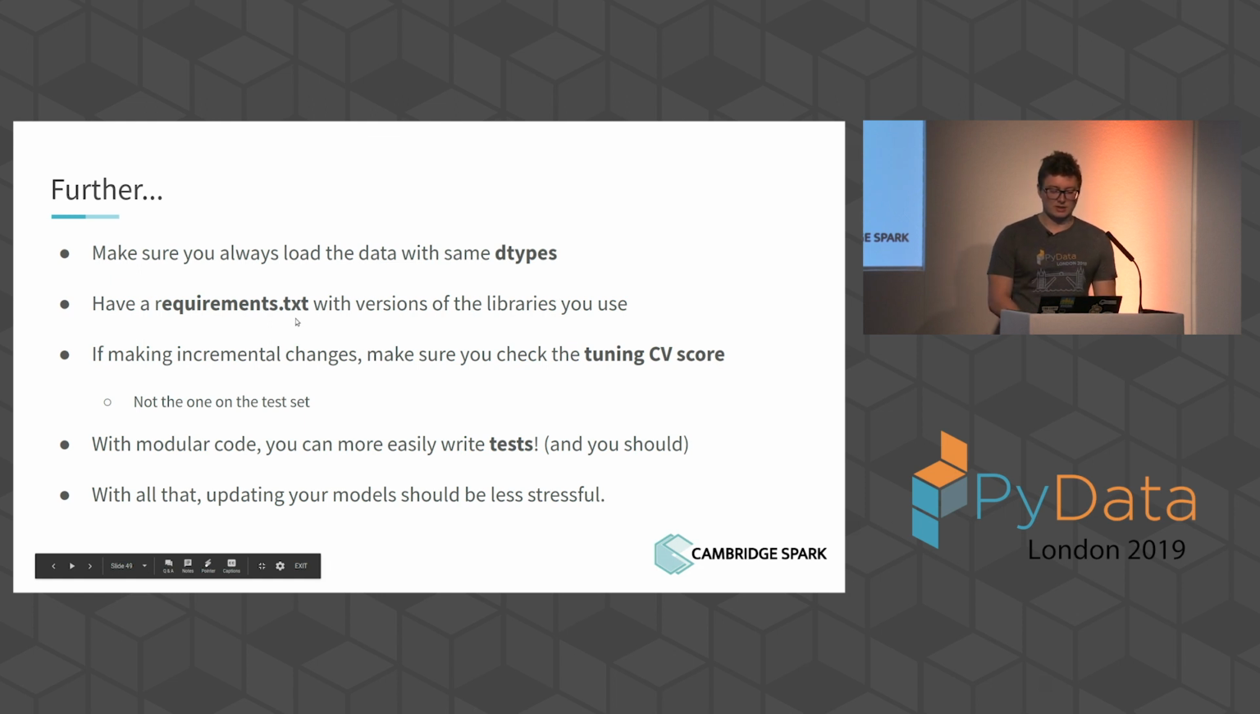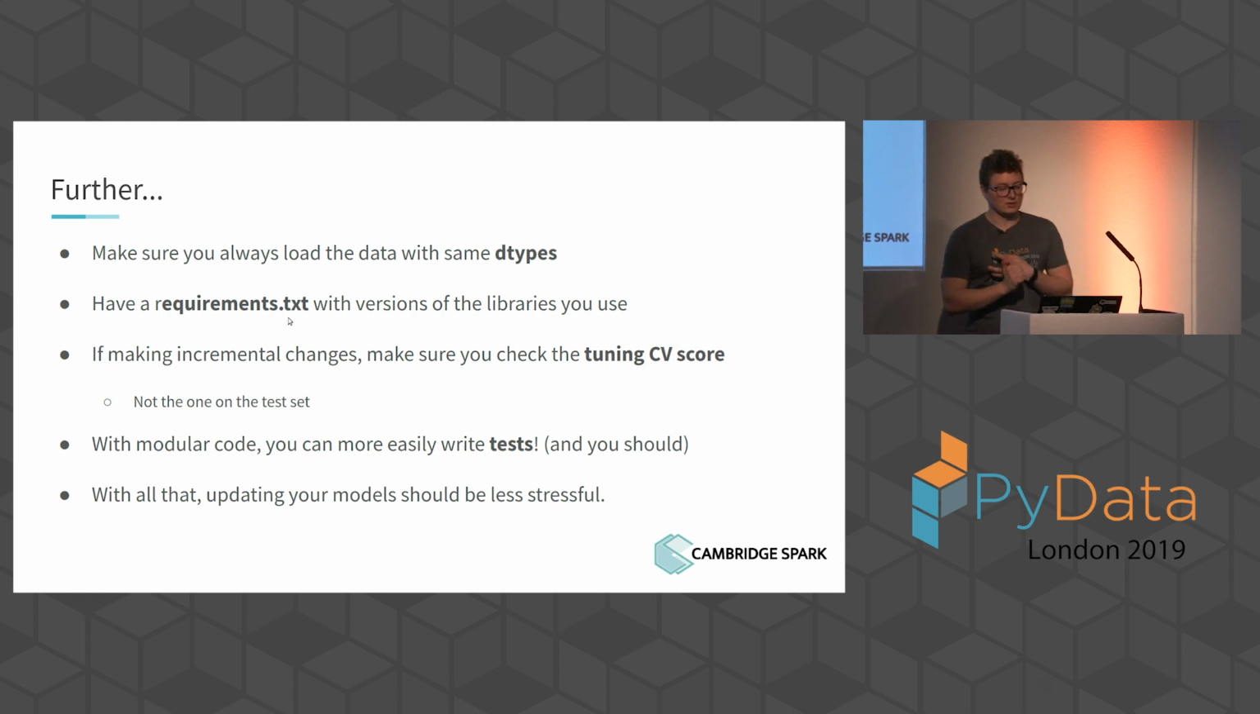Important to have a requirements.txt as well. Since we are serializing our model and we're expecting our model to work in the future, it's important to make sure we can replicate exactly the same environment over and over again. So requirements.txt with the actual versions of the libraries will help you do that.